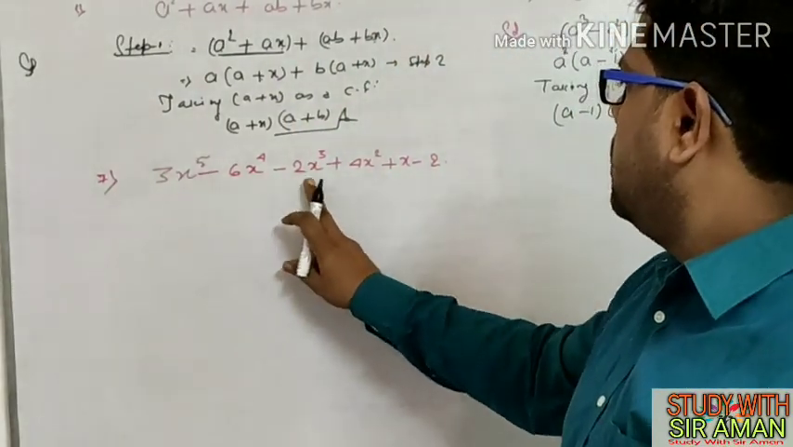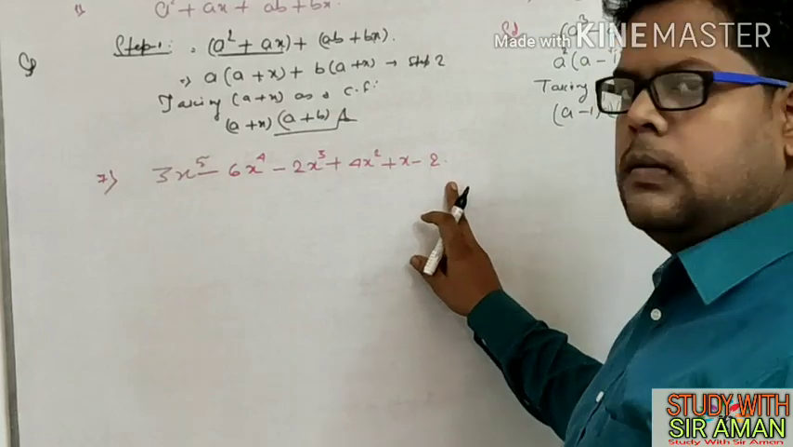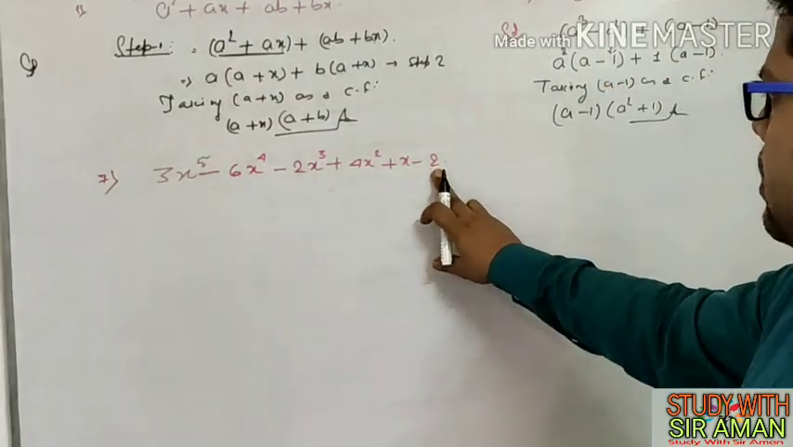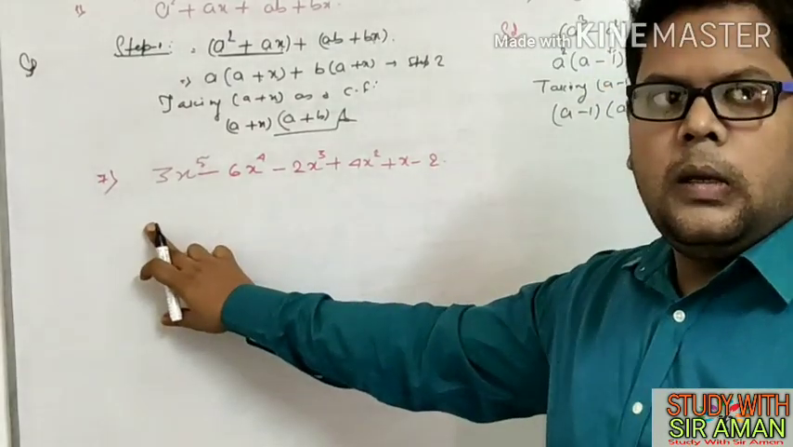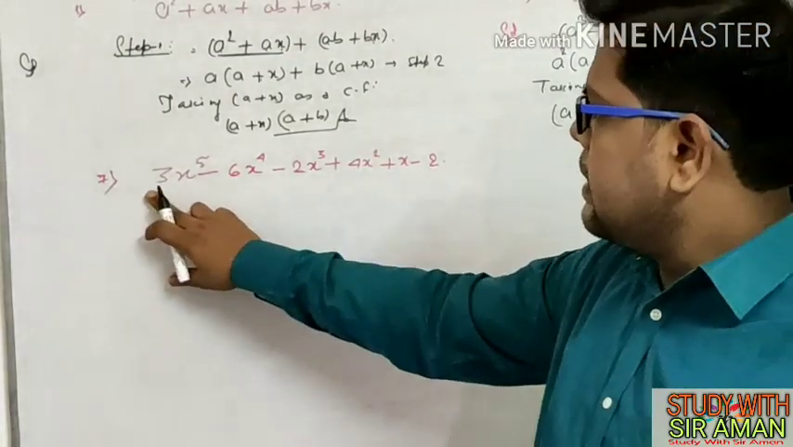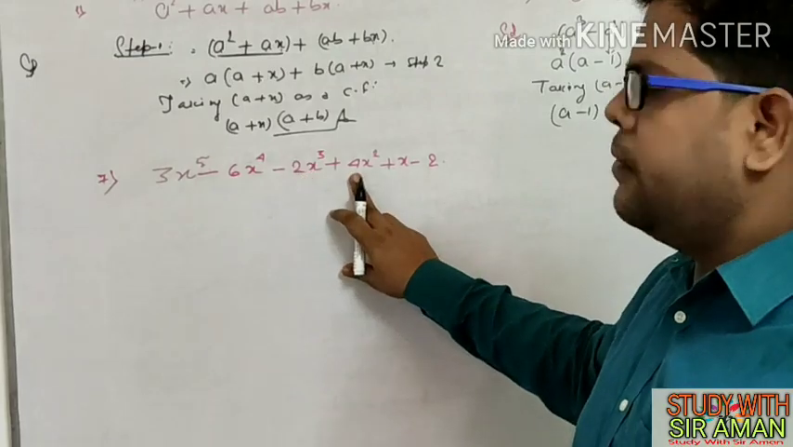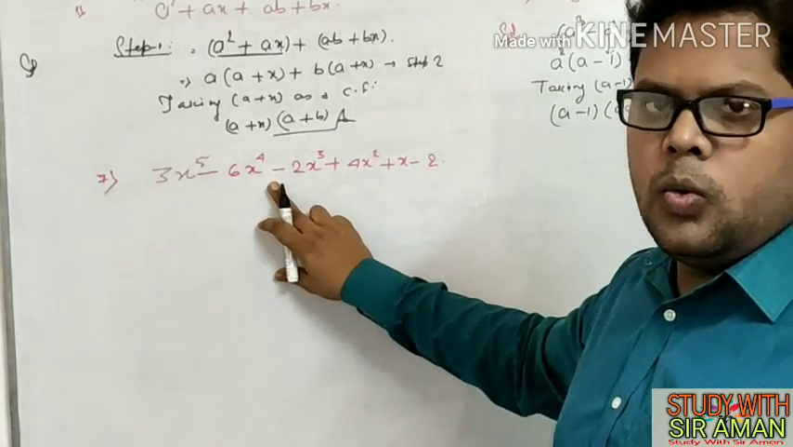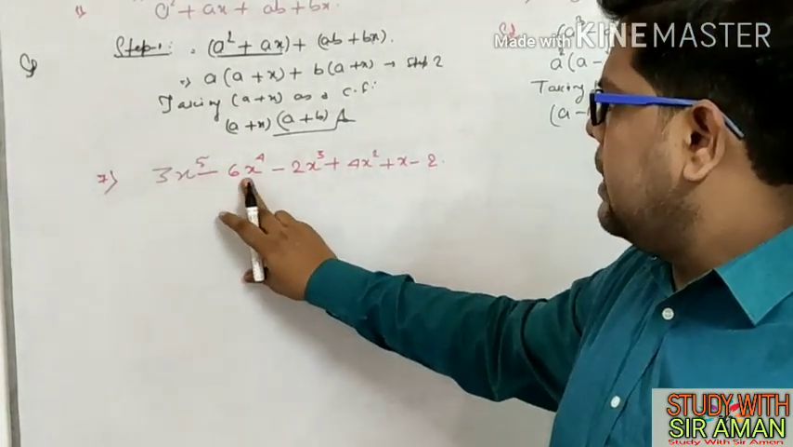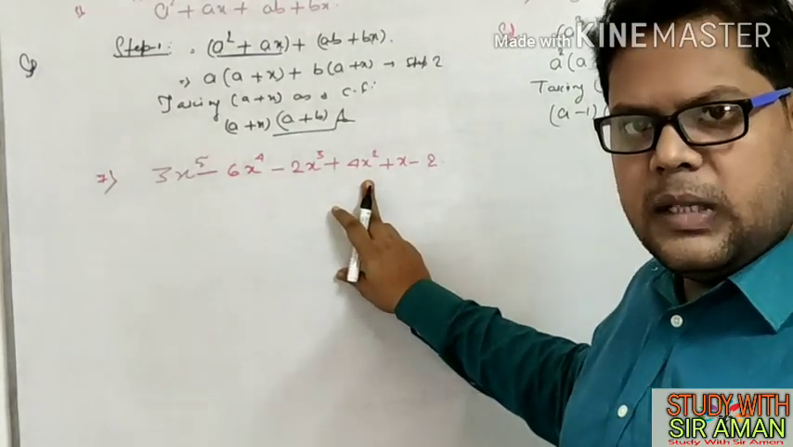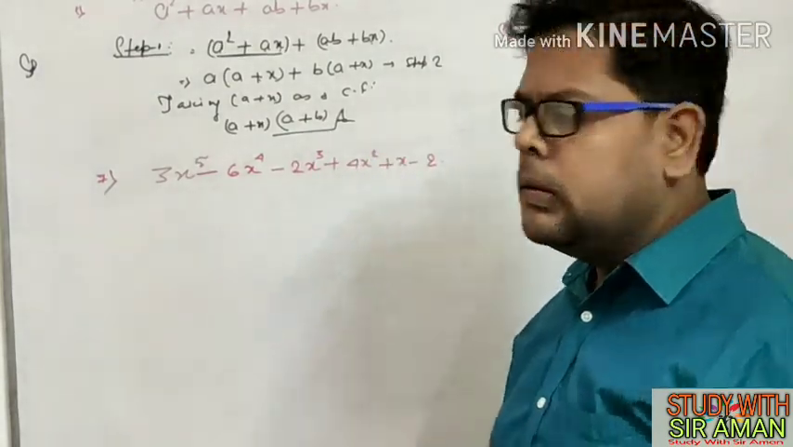Next question, written for you. 1, 2, 3, 4, 5, 6. Only one constant is here, the rest are all variables. We will see at first. In 3 and 6 we can take 3 common. In 2 and 4 we can take 2 common. Here is X, here is X, here is X, here is X. Means the question is arranged.